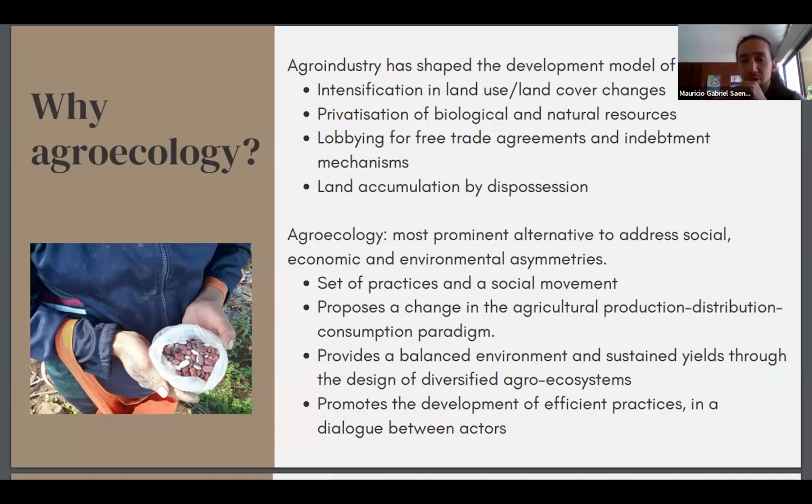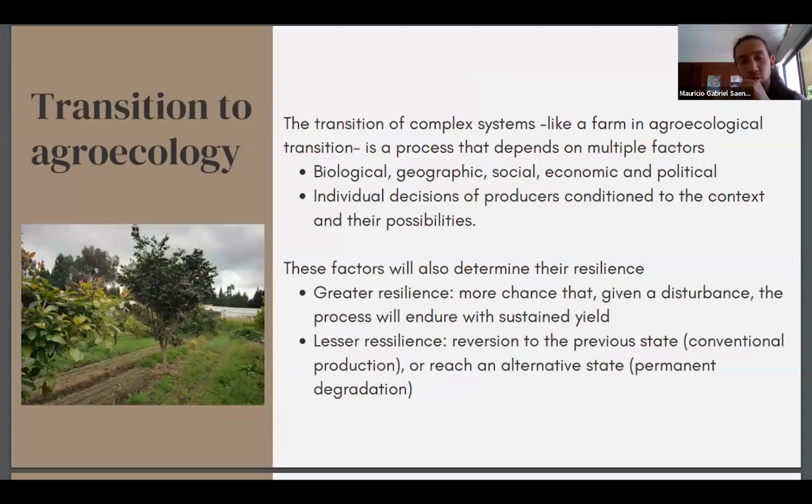On the other side, it provides a balanced environment and sustained yields through the design of diversified agroecosystems. However, the transition to agroecology in complex systems like a farm, for example, is a process that largely depends on multiple factors, which might be biological, geographic, social, economic, and political as well. These factors will also determine the resilience that a farm might have, which is that in cases of greater resilience, there's a chance that given a disturbance, the farm will endure the agroecological transition, or with lesser resilience, it will revert to the previous state, which might be conventional production, or reach an alternative state, which might be permanent degradation.